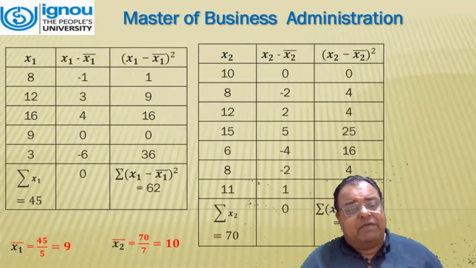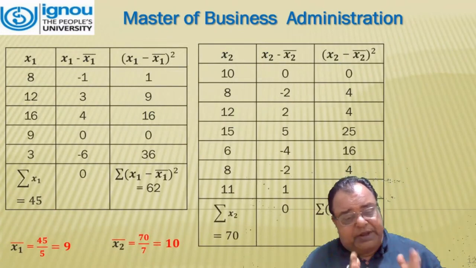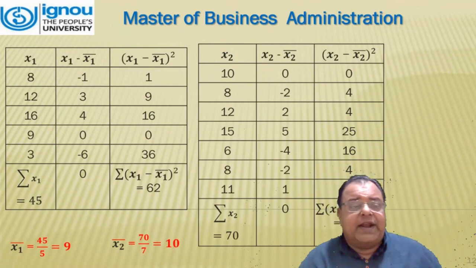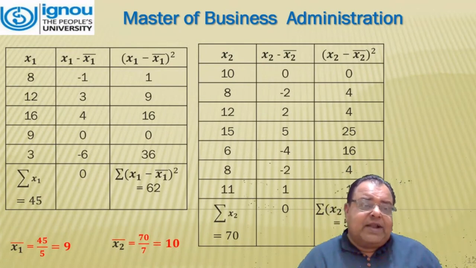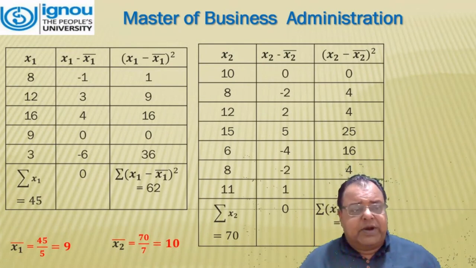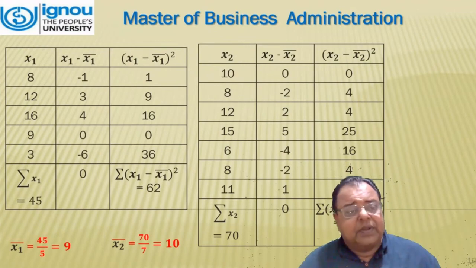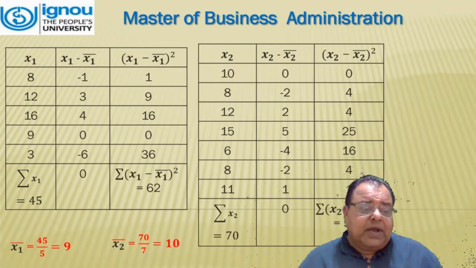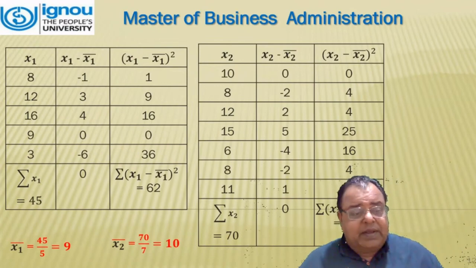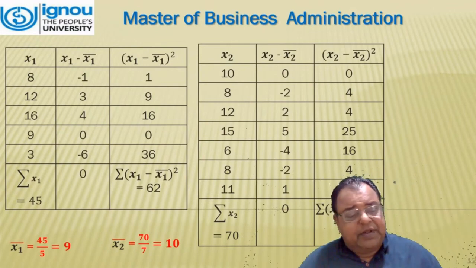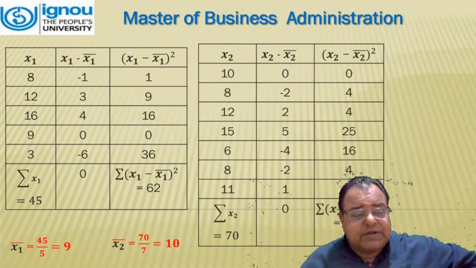First of all, we will find the mean of both drug A and drug B. On the left-hand side, let the drug A part be denoted by x1 and the drug B part be denoted by x2. We have to calculate the mean. Mean is the summation of all terms divided by the number of terms. We add up 8, 12, 16, 9, and 3, and we get 45. 45 divided by 5 is 9.